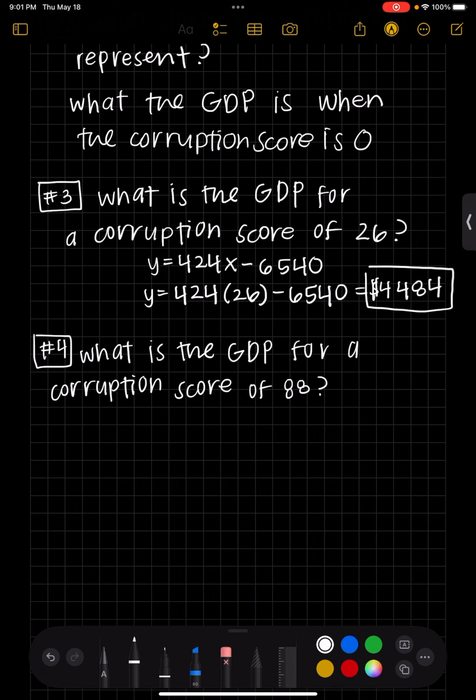Because the GDP is in dollars, that would also be in dollars, so my answer is $4,484. Okay, and then example 4 is very similar. It says, according to the model, what would the GDP per capita of a country be with a corruption score of 88?